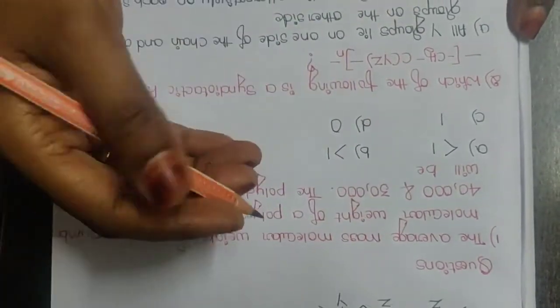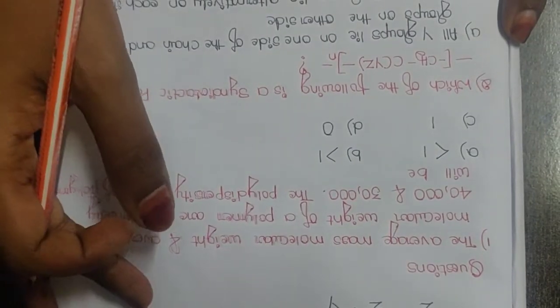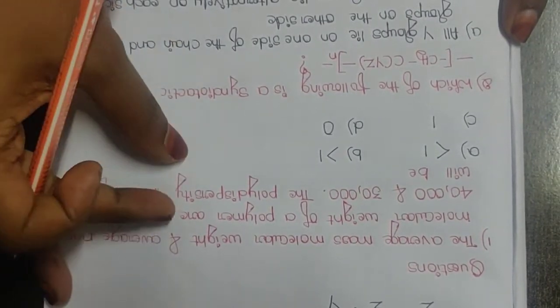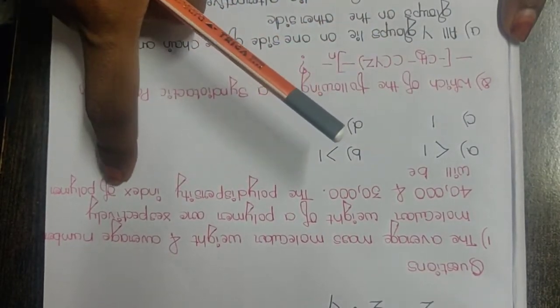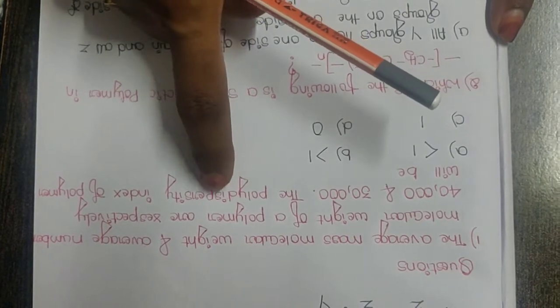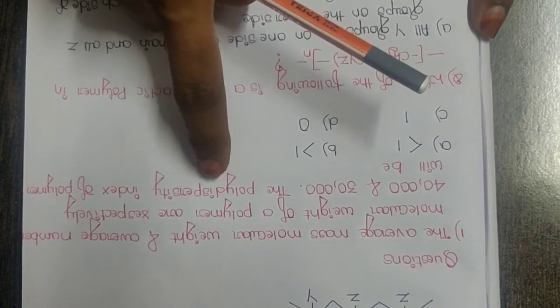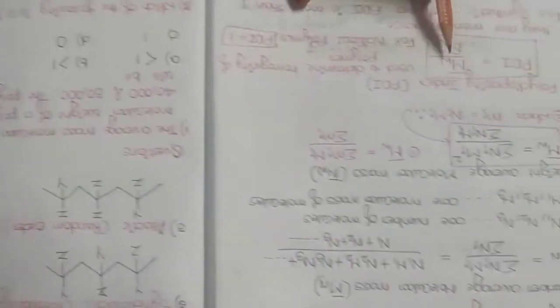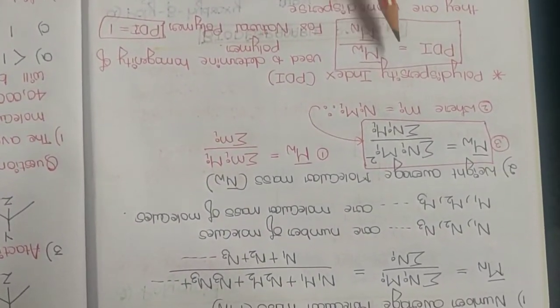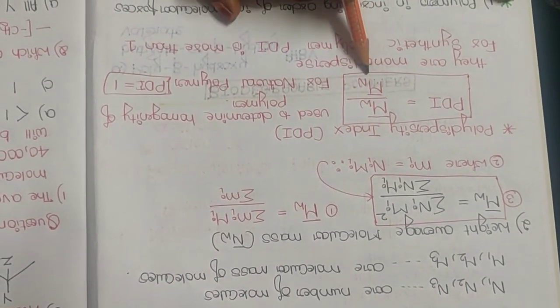Since we have certain additional information for your competitive exam, based on that I have taken 3 questions here. The first question is based on the calculation of PDI. I hope you know that PDI is used to find out the homogeneity of a polymer. So how do you calculate the PDI? By using the formula: PDI is equal to the ratio of weight average molecular mass divided by number average molecular mass.